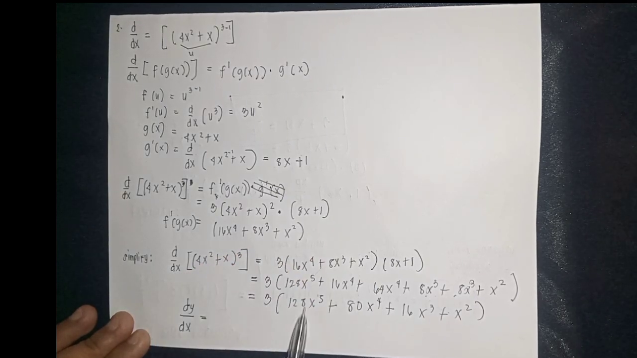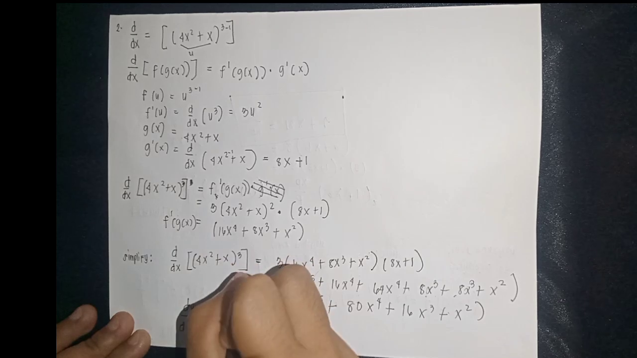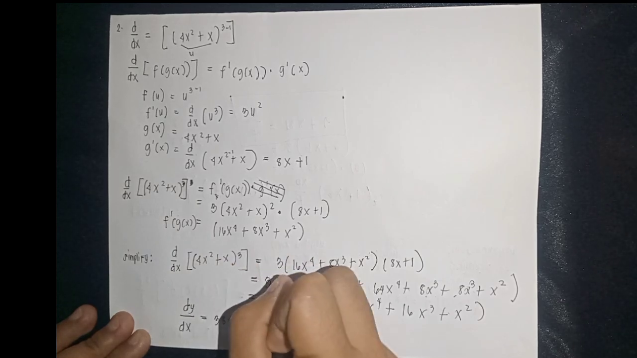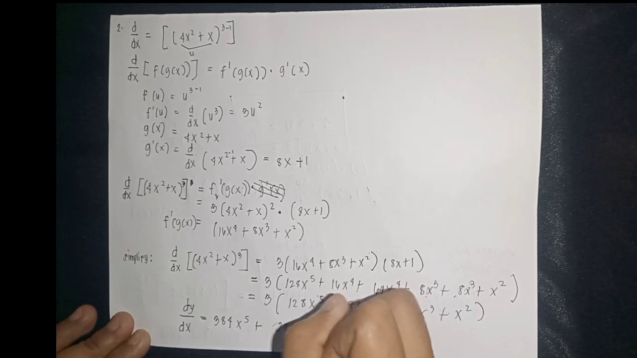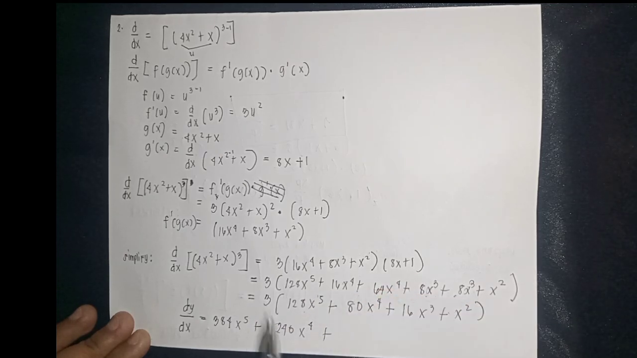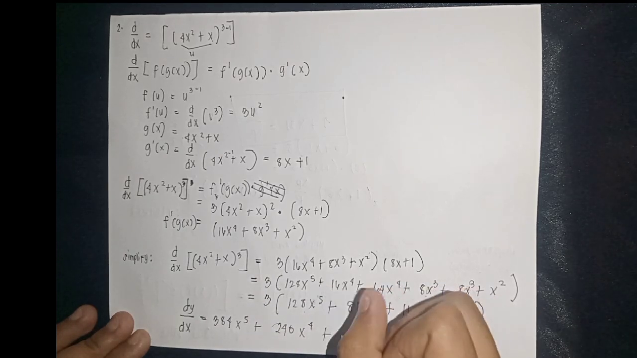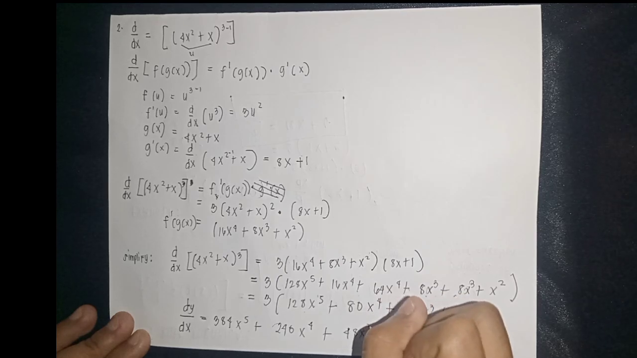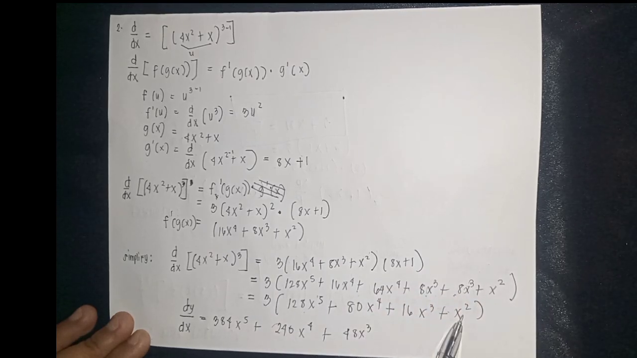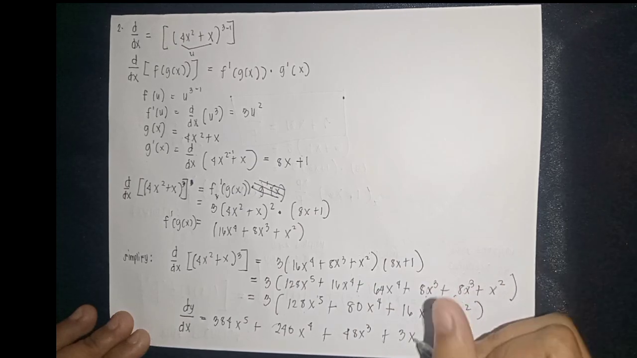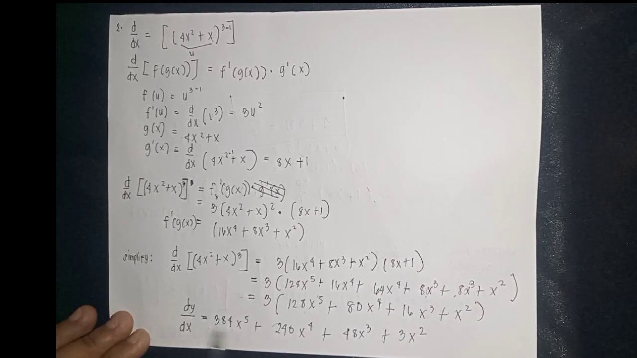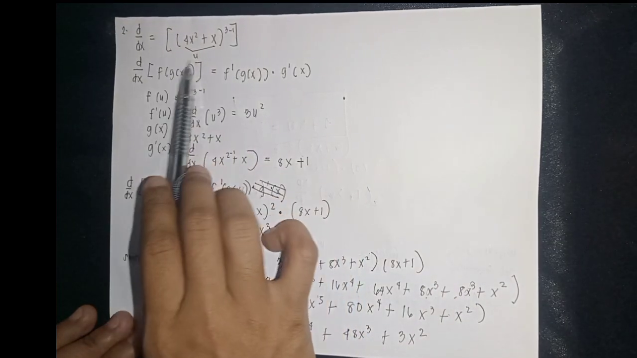So now let's multiply it with 3. So 3 times 128x raised to 5 is equal to 384x raised to 5. Then 3 times 80x raised to 4 is equal to positive 240x raised to 4. And then 3 times 16x cubed is 48x cubed. And then 3 times x squared is 3x squared.